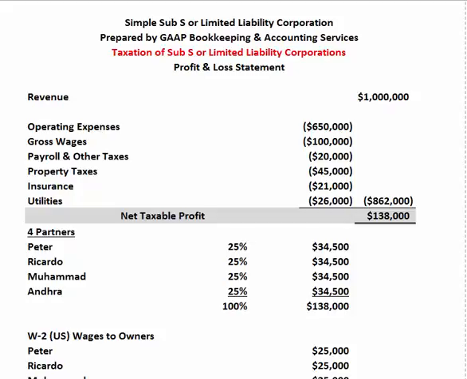Here, let's assume this is your first year in business. You've earned a revenue of $1 million. You've had a total of $862,000 in expenses, which gave you a net taxable profit of $138,000.